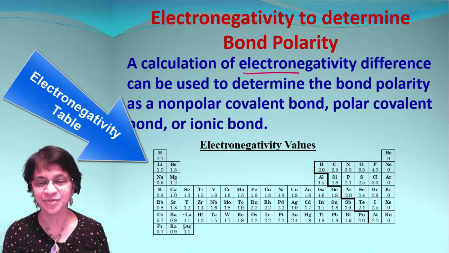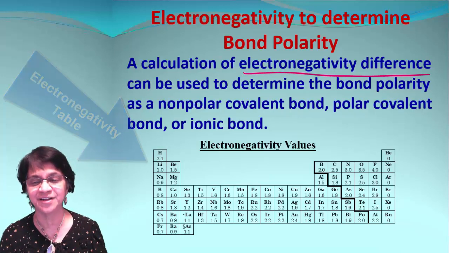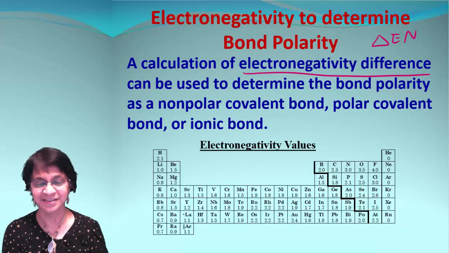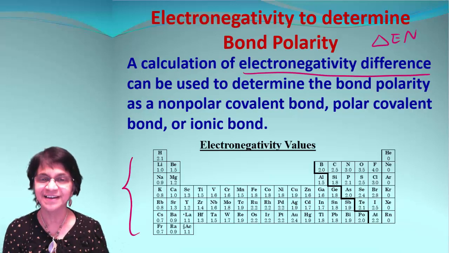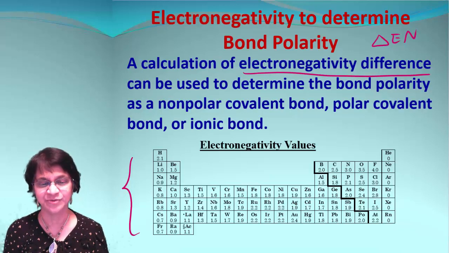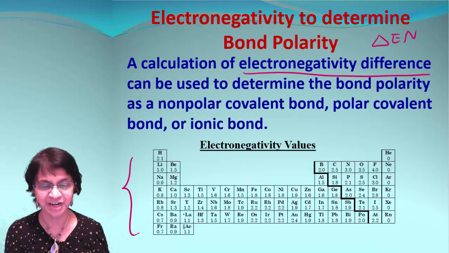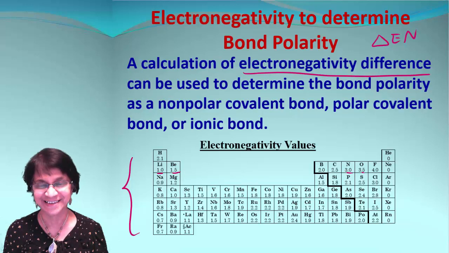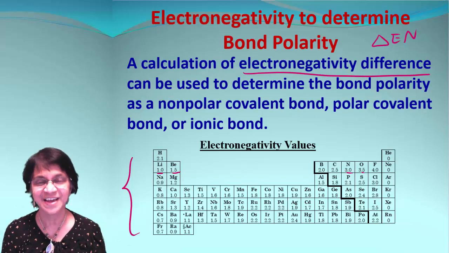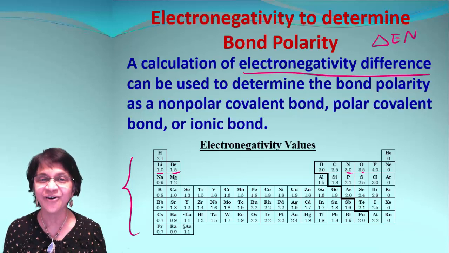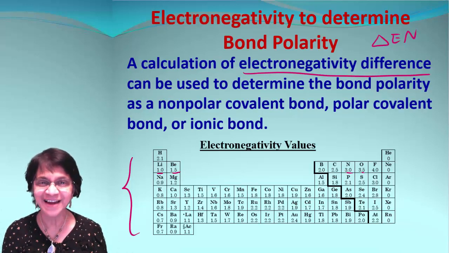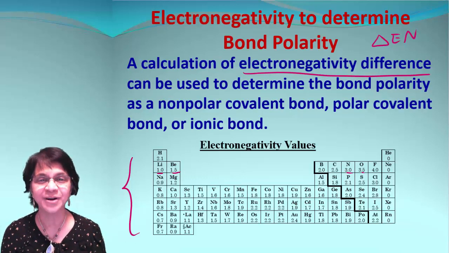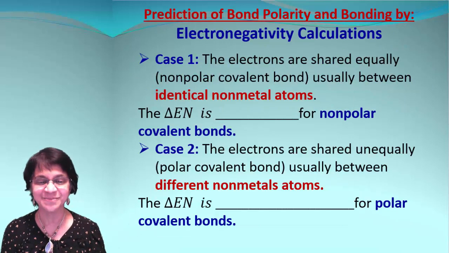So what we do is we find the electronegativity difference, which is denoted as delta EN. And this whole table which you've got over here gives the electronegativity values. We take the values which are given underneath each element, and then we find the difference. The value of the difference will tell us if the bond is ionic or covalent. Not only that, but it will tell us if the covalent bond is a polar bond or a non-polar bond. So let's find out more about that.